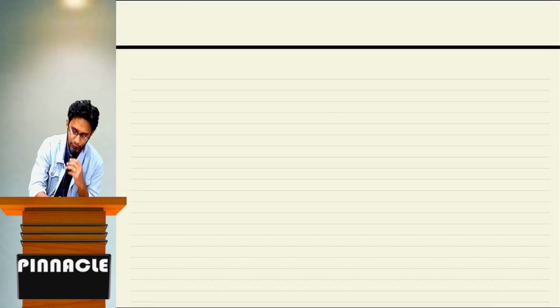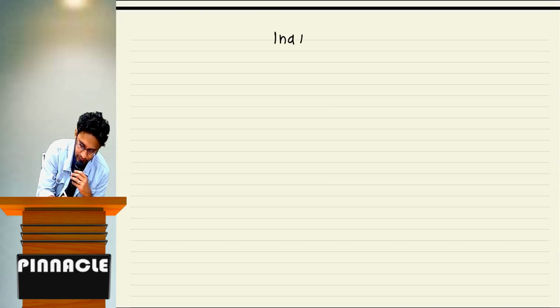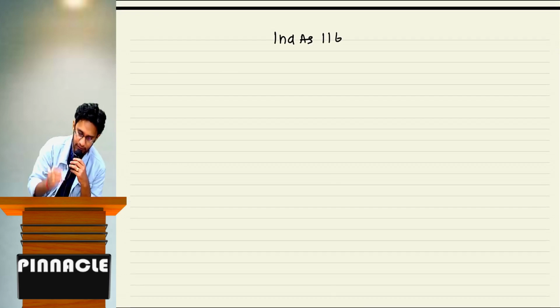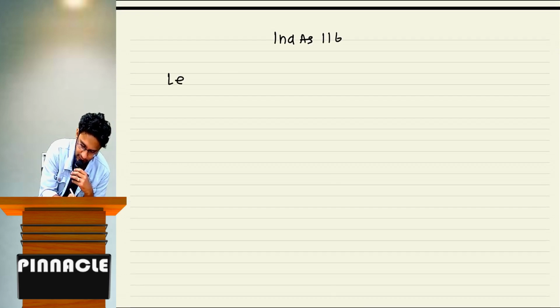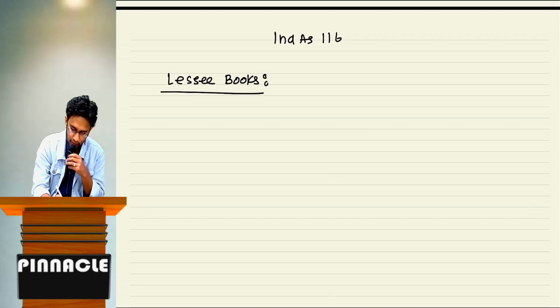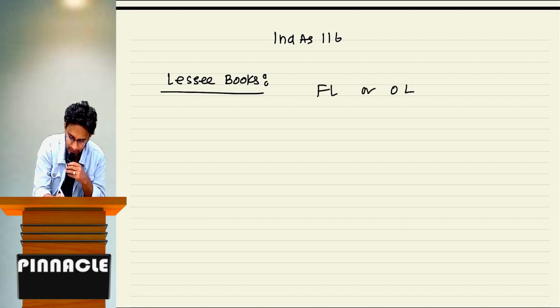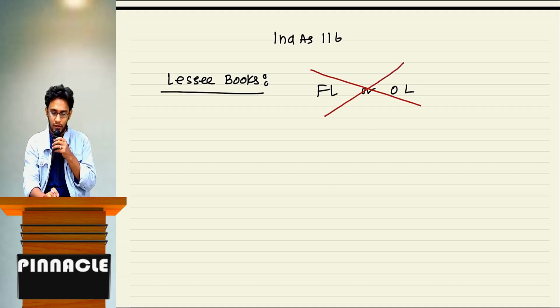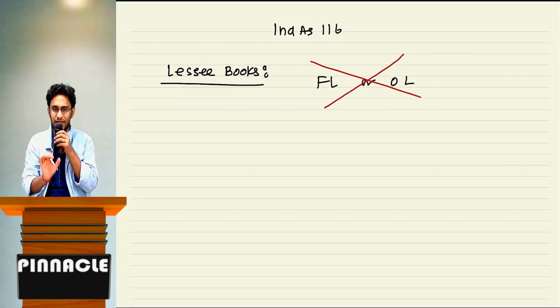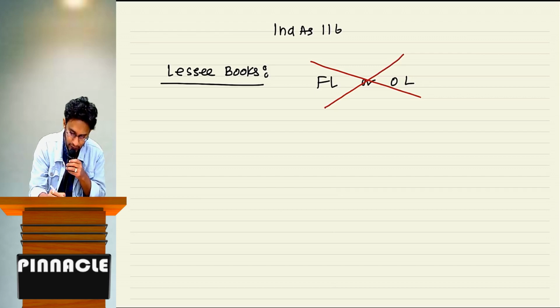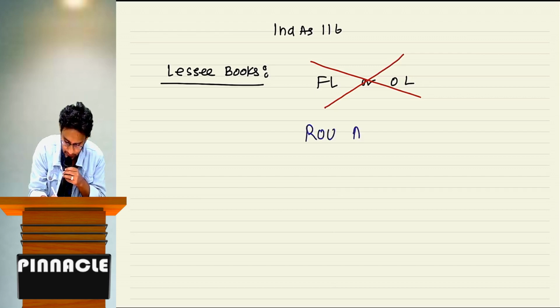Now, under this new standard, Ind AS 116, the lessee books, sir, whether it is a finance lease or an operating lease, and that discussion will not go. You just see: is it a lease transaction? Yes. Are you a lessee? Yes. Then you recognize something called a right of use asset and a lease liability.